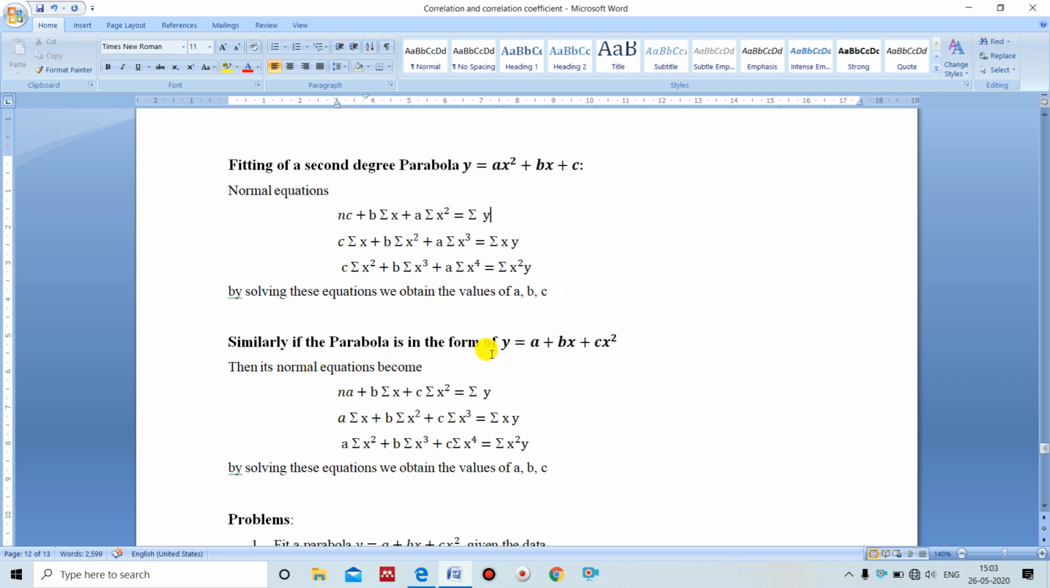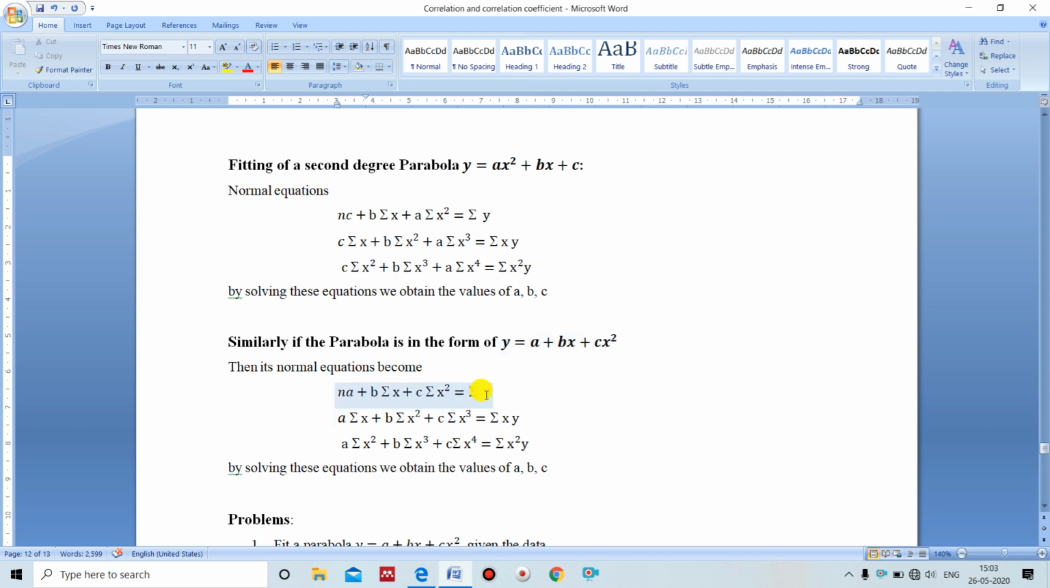Similarly, consider the parabola of the form y equal to a plus bx plus c x square. One form is ax square plus bx plus c, and one more is y equal to a plus bx plus c x square. First here also we write the normal equations. Multiplying by the summation, we get summation of y equal to n into a plus b into summation of x plus c into summation of x square.